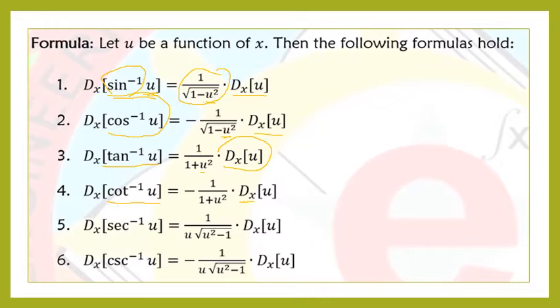Okay, so number 5 na formula, ang derivative daw ni secant inverse or arcsecant u is equal to 1 over u times the square root of u squared minus 1 times the derivative of u. The last one, class, is the derivative of cosecant inverse or arccosecant is equal to the negative of 1 over u times the square root of u squared minus 1 times the derivative of u. Okay, so sa next slide, bigyan na tayo ng example para ma-apply natin itong formula na ito.